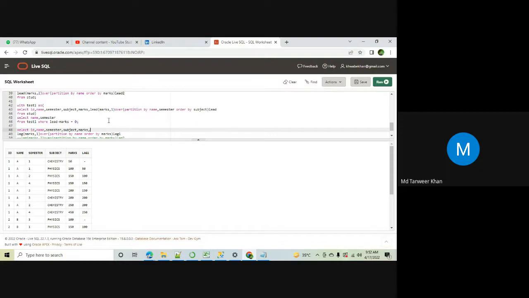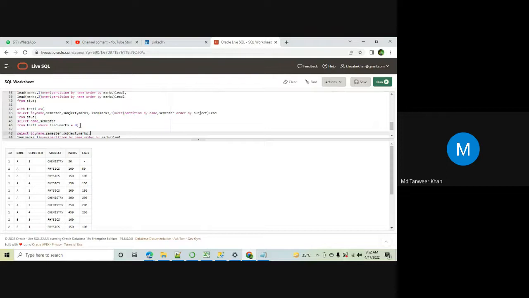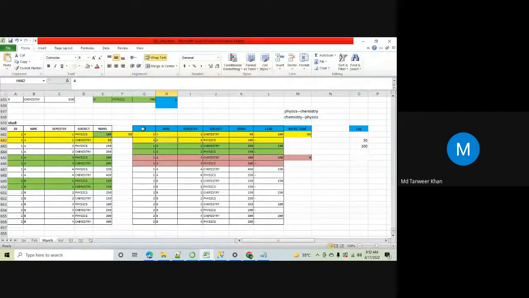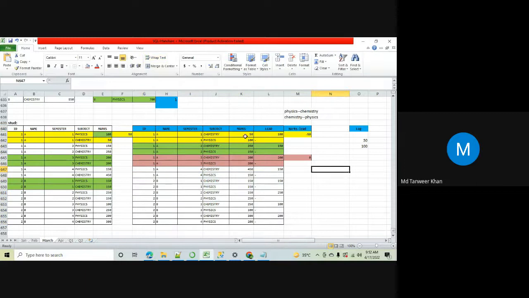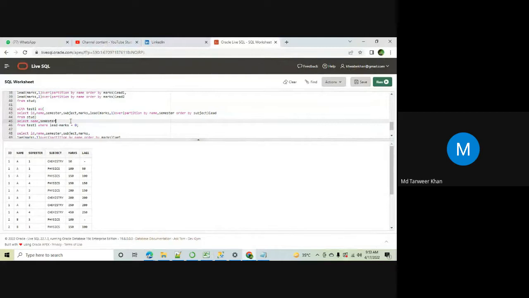Now, if this is clear, this question which we have solved right now, can we solve this using lag? Yes, we can solve it using lag. In that case, we will shift this 50 to here, right? And then we'll compare this. So this is an assignment. Try to work on that with the help of lag.